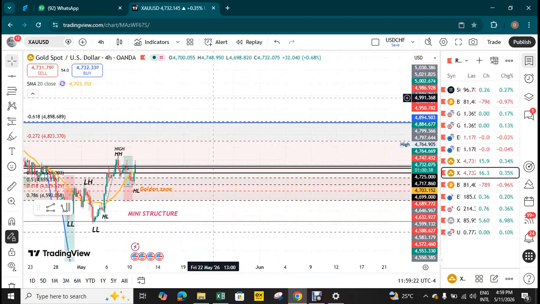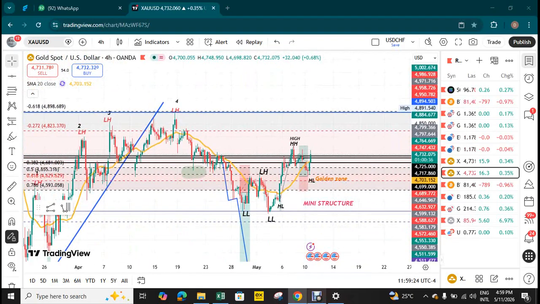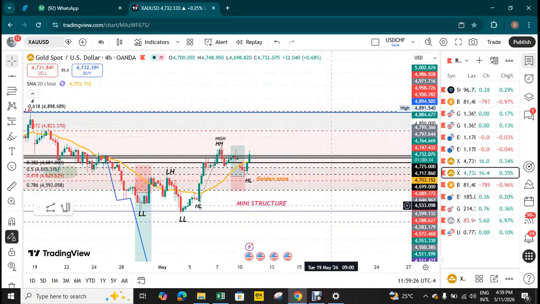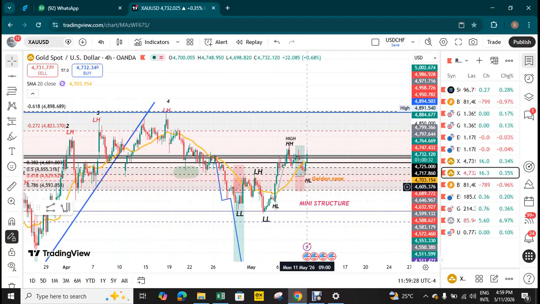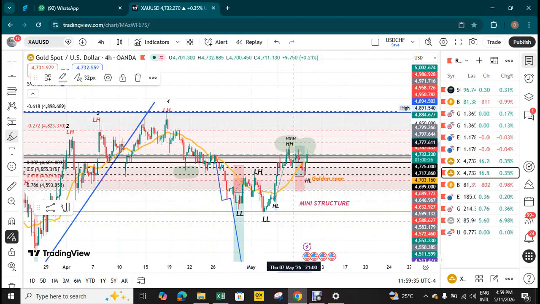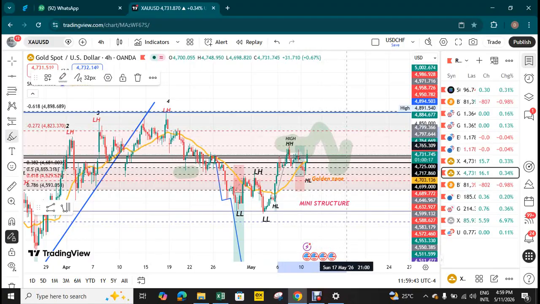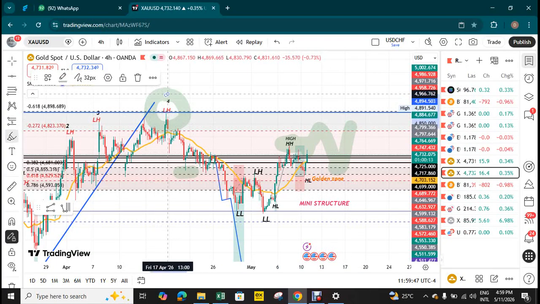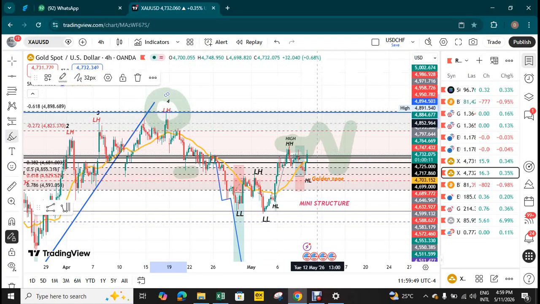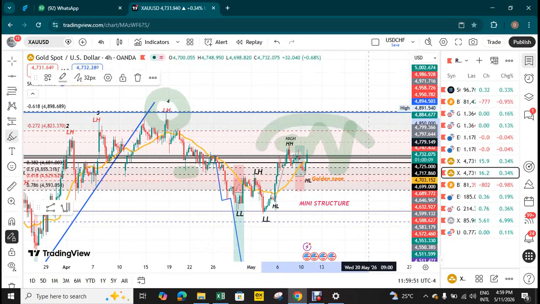So my plan or my take for this pair is to see price come up, invalidate this previous high, give us a new one, and price needs to come down to the golden zone. Then we take price towards the upside again. And remember, we have this level. That is the overall structure. We are working on the mini structure, which is this area.